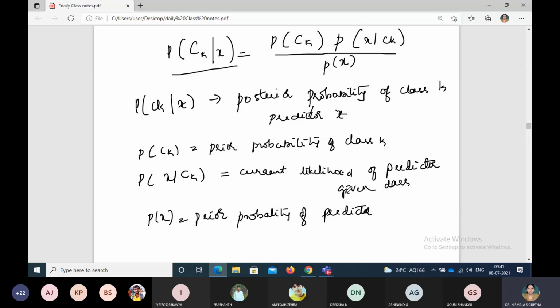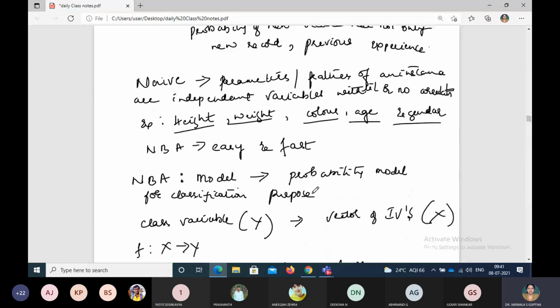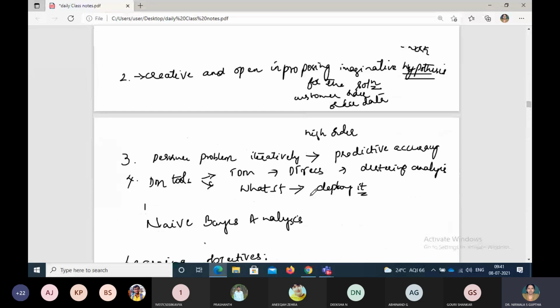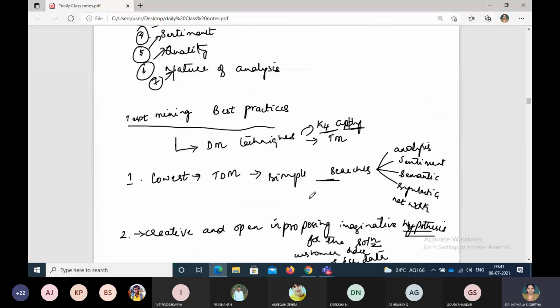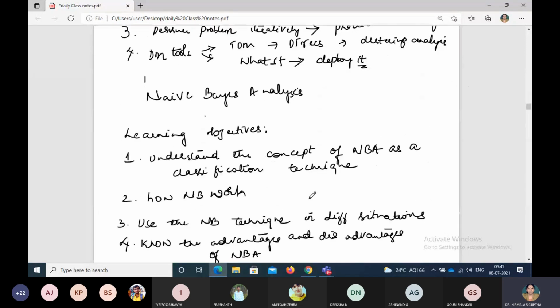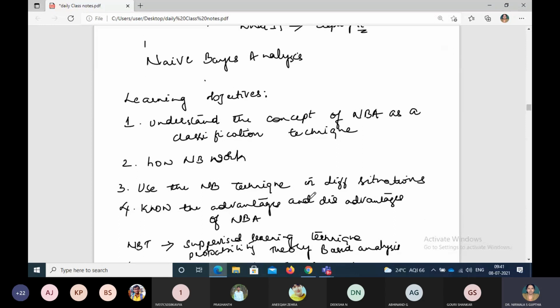So what we started with, let us conclude. We started a new technique or new concept which comes under text mining, as one of the data mining techniques. We started understanding this by deriving the learning objectives for naive-Bayes analysis as the topic. There are 4 learning objectives we identified and we are trying to understand them one by one. The very first objective is to learn about the concept of naive-Bayes analysis as a classification technique and how the naive-Bayes model works.